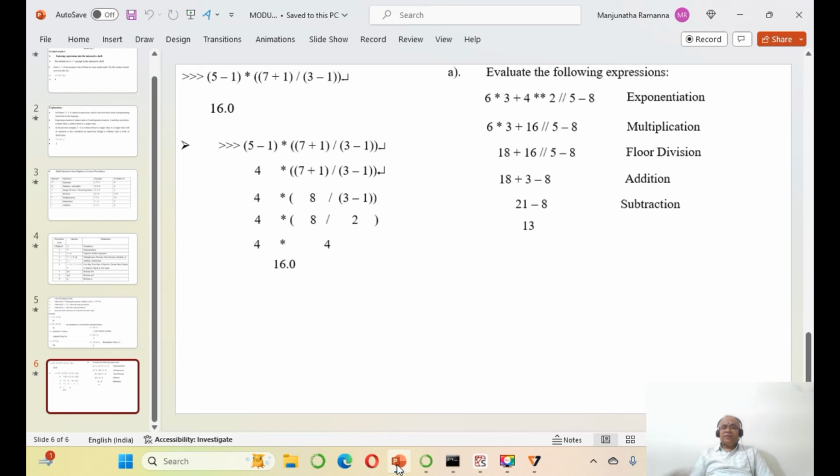Whenever you have an expression that evaluates down to a single value, it is called an expression. And always remember that precedence plays a major role in evaluating the expression.